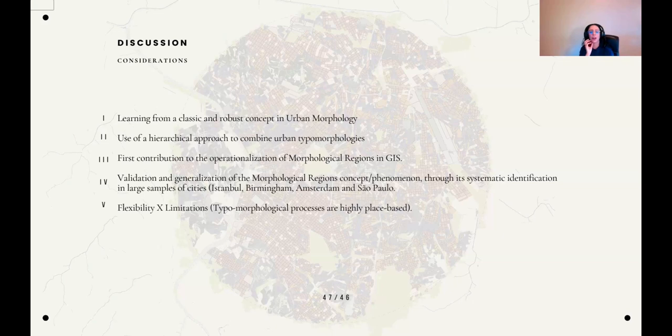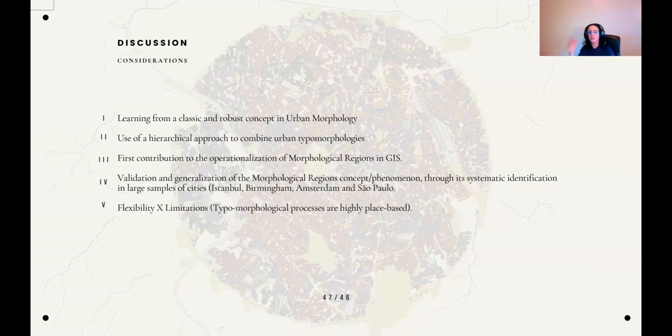Also, the use of a hierarchical approach to combine the urban typomorphologies. By building on these classic foundations of using a hierarchical approach, it allowed a more structured understanding of how these different urban typologies combine and interact at various levels of scale. And we also understood that we can emphasize the importance of combining these types to achieve a more holistic perspective of the city form development. Also, this is the first contribution to the operationalization of morphological regions in GIS.